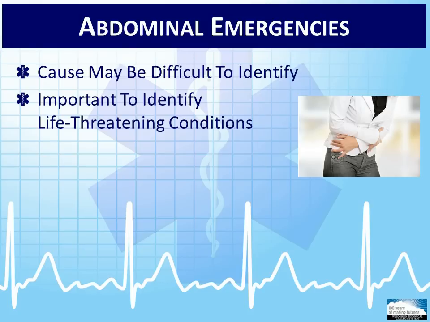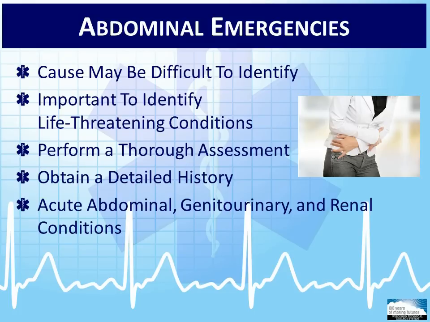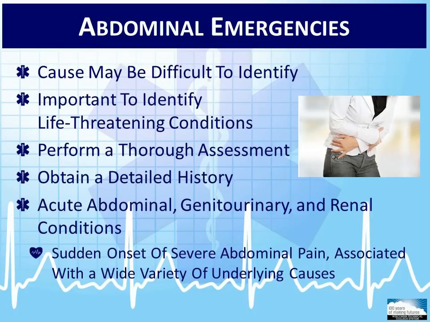As it can be difficult to determine the cause of an abdominal problem, performing a thorough patient assessment and obtaining a detailed history are important components that will assist the EMT in determining the priority and stability of a patient with an abdominal emergency. Throughout this presentation, reference will be made to acute abdominal, genitourinary, and renal conditions. Such conditions are defined as the sudden onset of severe abdominal pain associated with a wide variety of underlying causes, which will be explored in greater depth within this presentation.